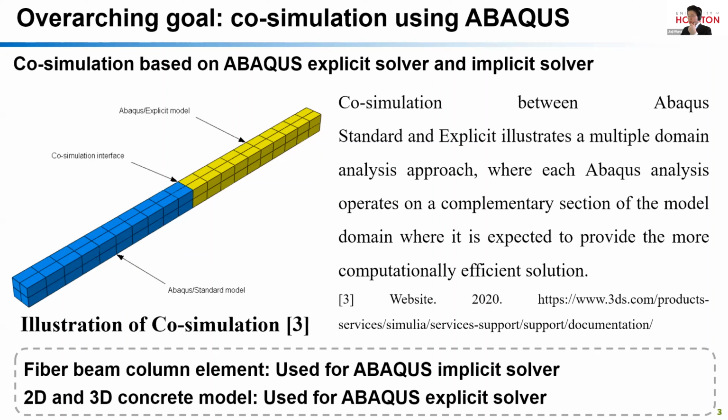For example, in civil engineering, the beams and columns can be simulated using fiber beam-column elements using the ABAQUS implicit solver, while the shear walls and structural joints can be simulated by shell elements or even solid elements using the ABAQUS explicit solver.